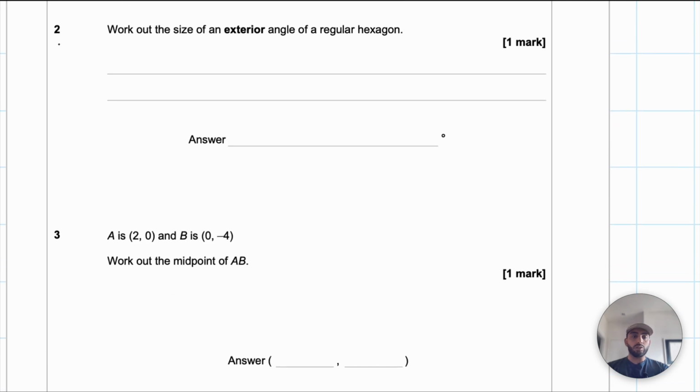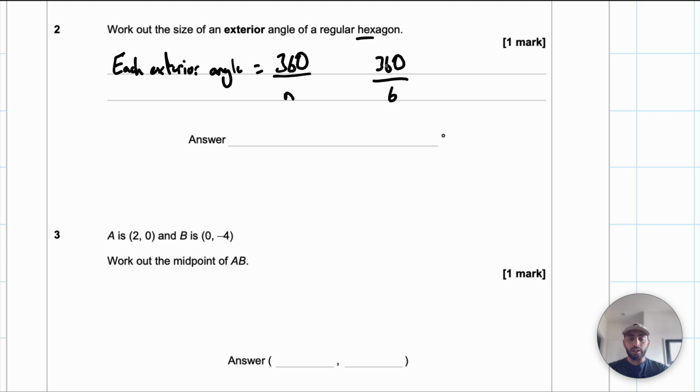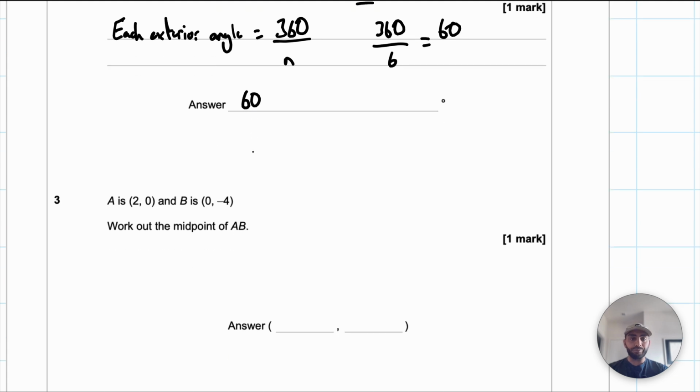Question 2. Work out the size of an exterior angle of a regular hexagon. The formula that we're using here is each exterior angle in any polygon is equal to 360 divided by n, and n is the number of sides. Because we've got a hexagon, this is 6 sides, so it's 360 divided by 6. 36 divided by 6 is 6, and we need the 0, so it's 60.